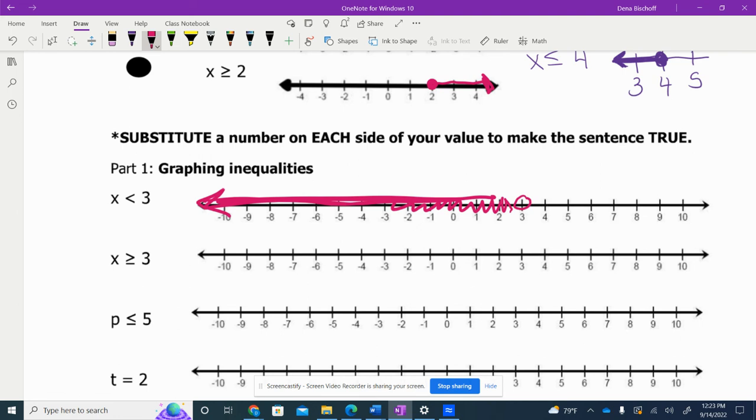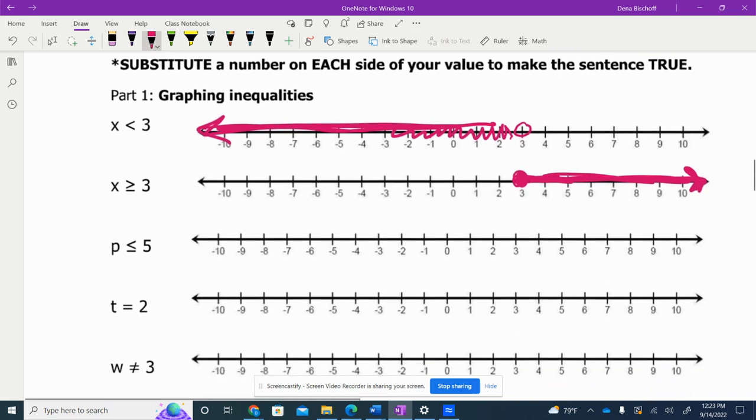Okay. What does the next one say? Closed circle. And it says all numbers that are greater than or equal to 3. So I'm going to shade to the right at everything that's bigger than or equal to 3. That's why we shaded it in. P is less than or equal to 5. Open or closed circle? Shade to the right or to the left? To the left.